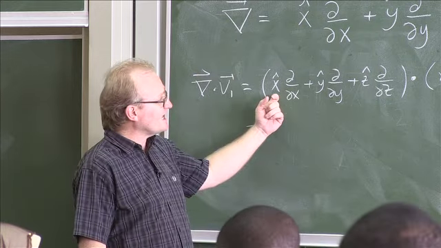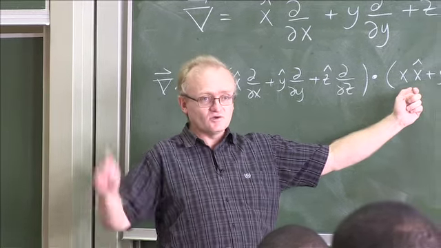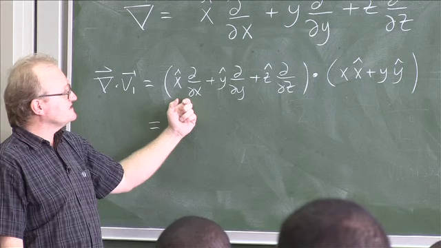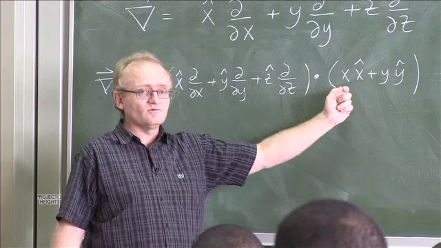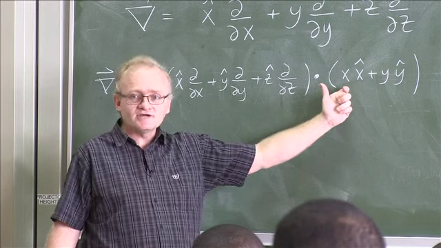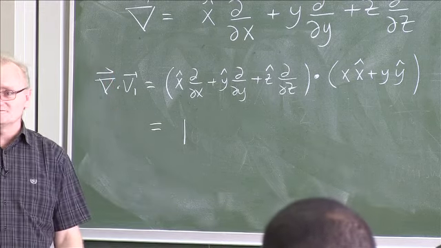So I have x hat dotted into x hat. What does that give me? 1. Then I have d by dx acting on x. What does that give me? 1. 1 times 1 is? You guys are great. So that's the first term. 1.